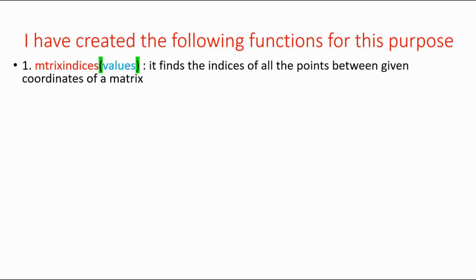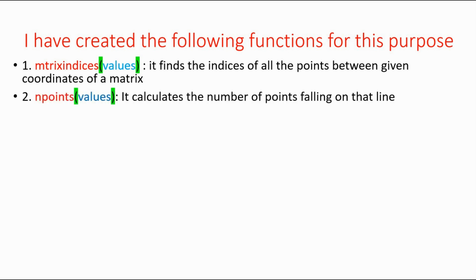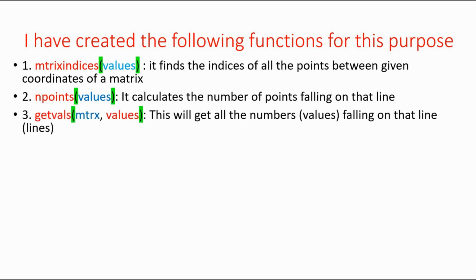The first function I have created is the mtrx indices. This requires a single argument, that is values. It finds the indices of all the points between given coordinates of a matrix. The second function is the endpoints. This also requires a single argument, that is values. It calculates the number of points falling on that line.